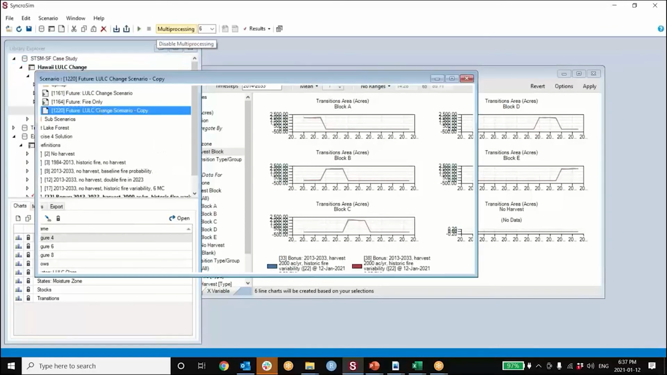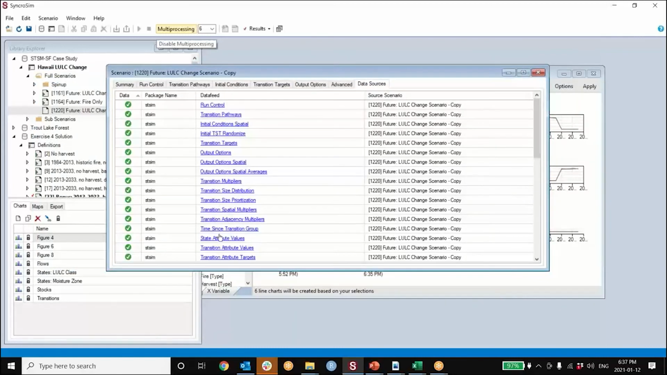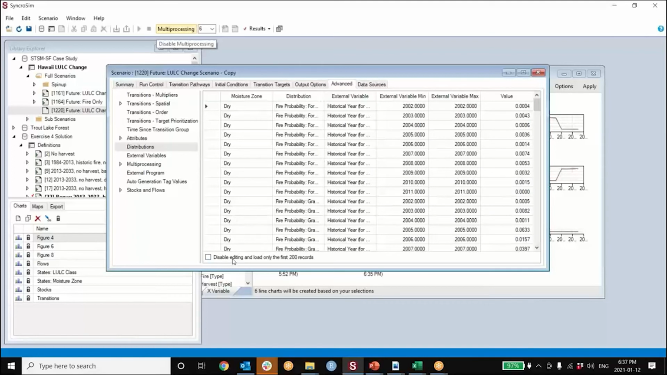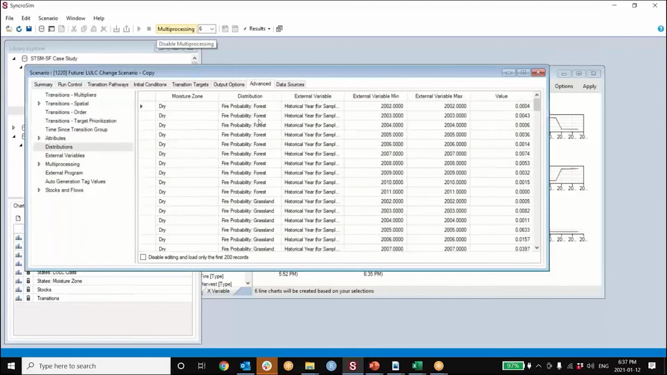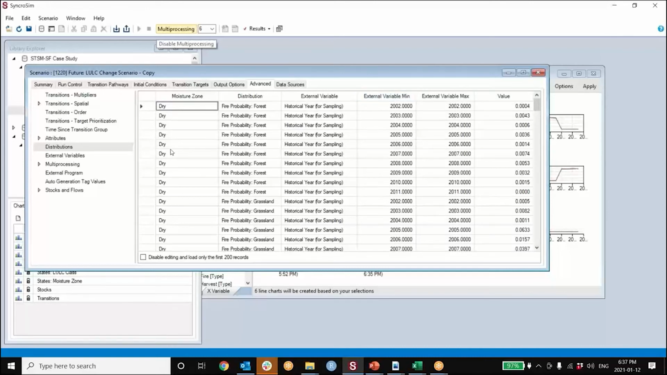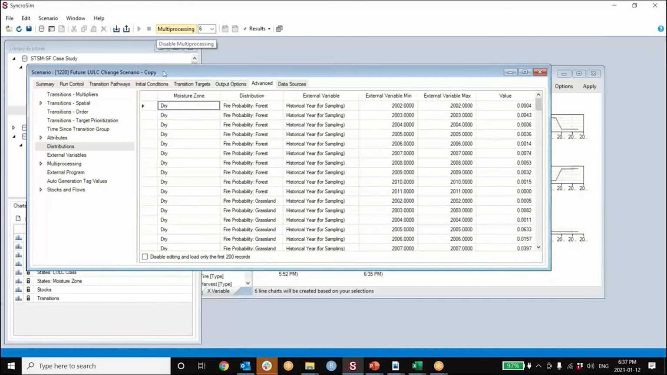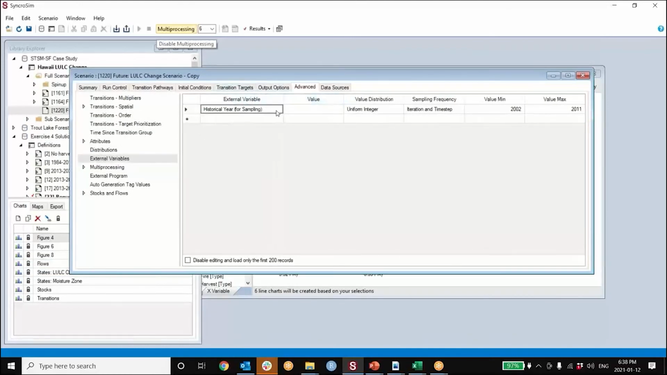if I just look at how we use distributions in this model, let's go down, where's distributions? This is actually a complicated, more advanced feature. If we look at the distributions here, what we've done is we've actually created covariance between the distributions that we're sampling from. This is a very advanced feature where we've brought in what we call an external variable. If we look at this external variable, we created this variable called the historical year that we want to sample from, and we're sampling a value between 2002 and 2011.